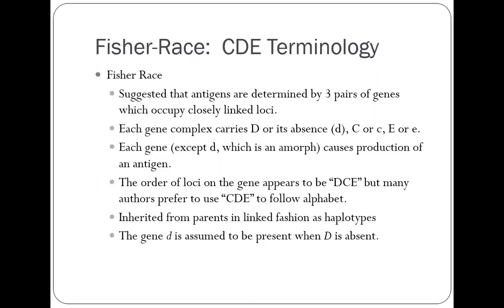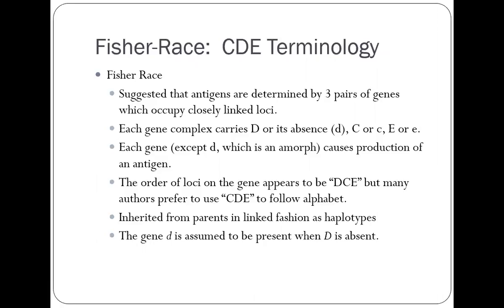production of an antigen. So the order of loci on the gene would appear to be, let's say, big D, big C, big E, but many authors actually prefer to put the C before it because they like to alphabetize it. So you might see it in both different ways. But essentially, they both mean that you have the big D antigen, the big C antigen, and the big E antigen. So again, genes are inherited from your parents in a linked fashion, and you're going to inherit one haplotype from each parent.